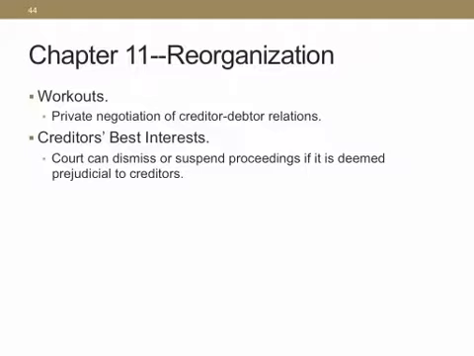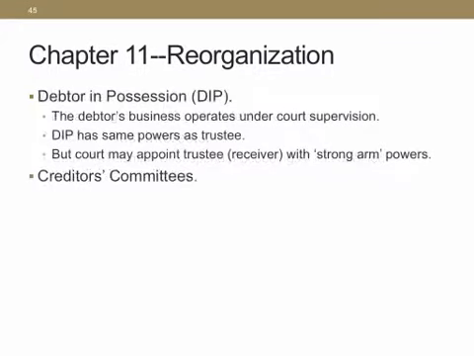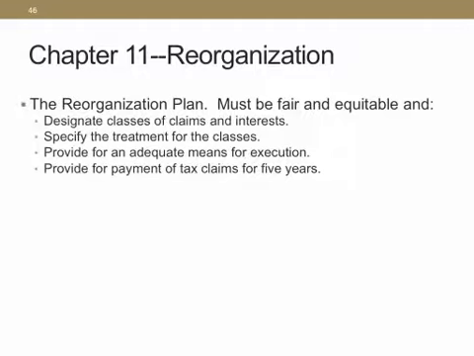The court can dismiss or suspend the proceedings if it's deemed prejudicial to creditors. Debtor in possession, where the debtor operates the business under court supervision. They have the same power as a trustee. The court could also appoint a trustee or receiver with strong arm powers. And there's what's called a creditors committee. And then it outlines some of the things that would be in a reorganization plan.